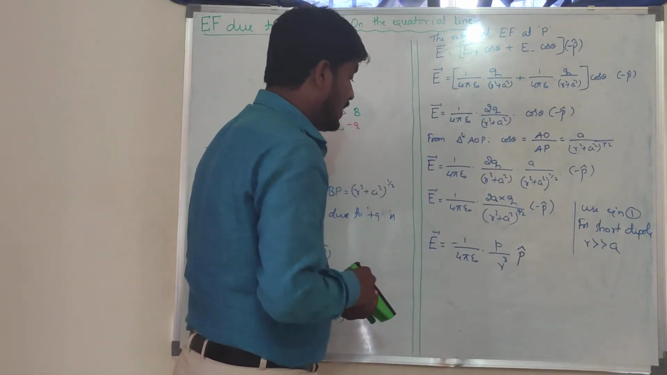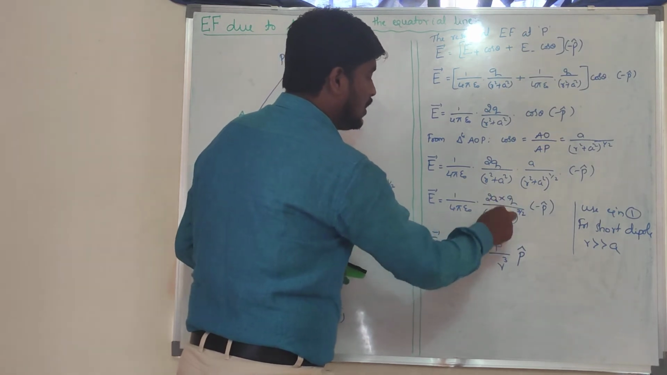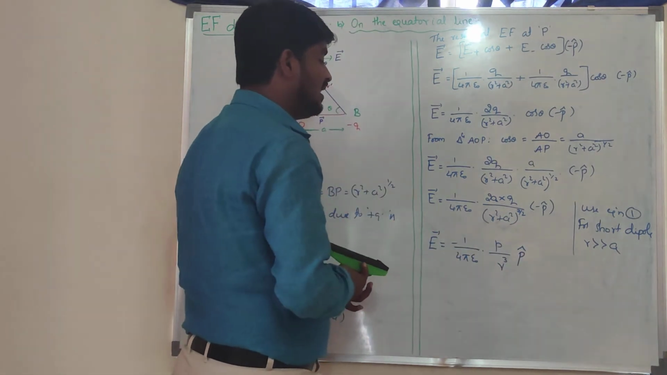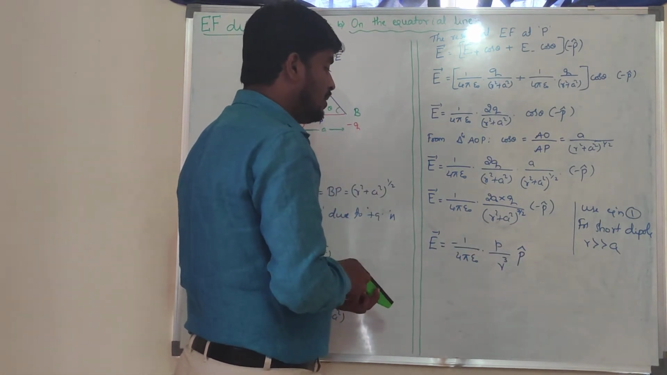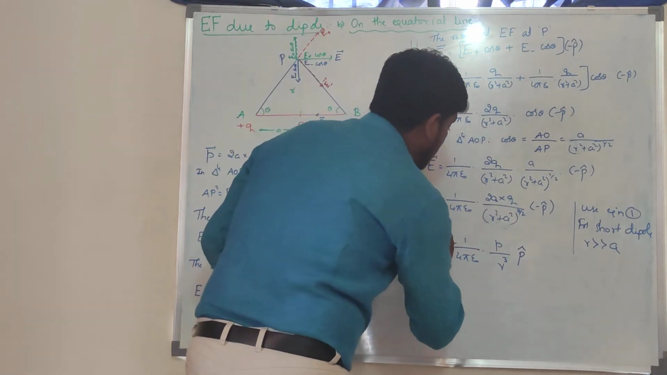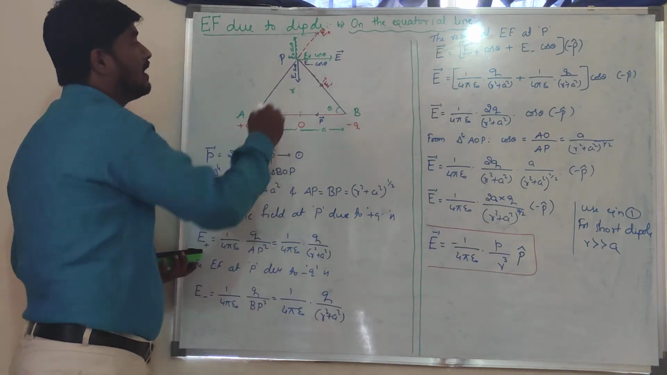Look at this, vector E is equal to minus, taken outside, minus 1 by 4 pi epsilon naught, 2a is replaced by p. Then for a short dipole a square is neglected. Simplify, and you get r cube into p cap. This will be the resultant electric field at the point P on the equatorial line of a dipole.